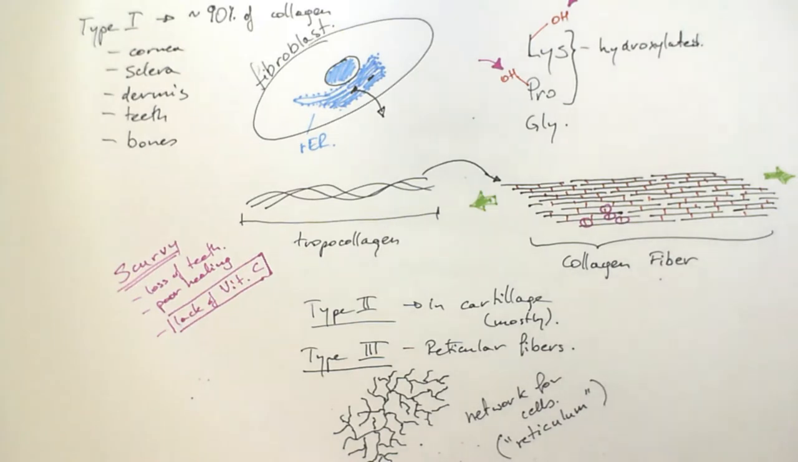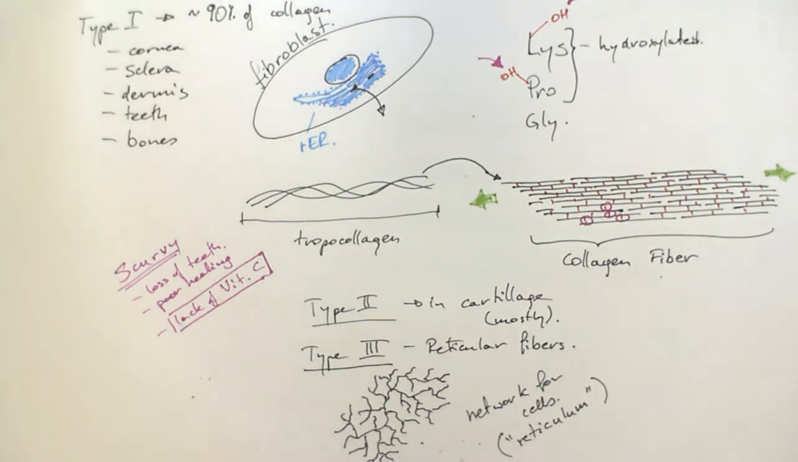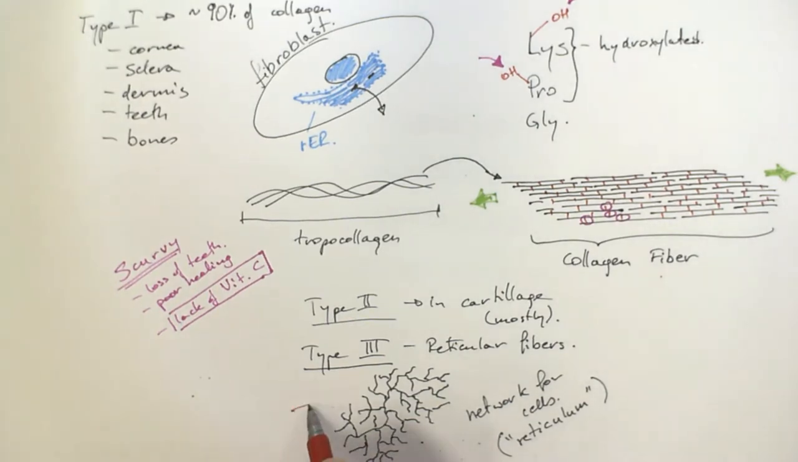Now, aside from collagen, oh, by the way, reticular fibers, one of the things to know about them is that they don't really pick up stains very easily. We tend to need to stain them with silver. Okay? And so reticular fibers are argyrophilic. Okay, so argyrophilic means silver loving.